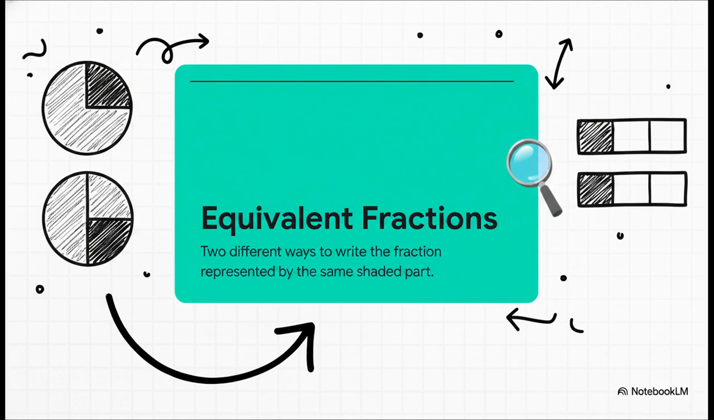We call them equivalent fractions, and the textbook definition is actually really helpful here. They are simply two different ways to write the fraction represented by the exact same shaded part. So they might look totally different on paper, different numerators, different denominators, but they hold the exact same real-world value. Think of it like this.